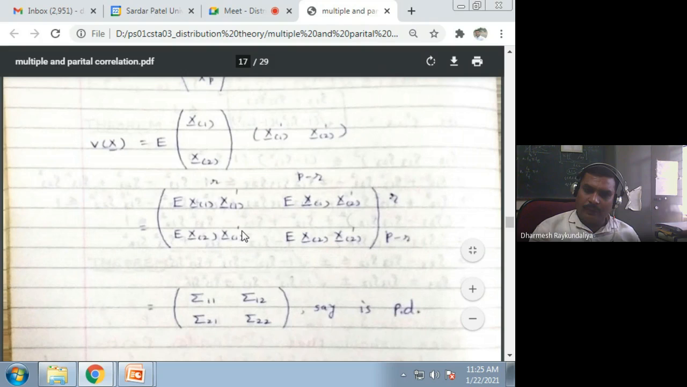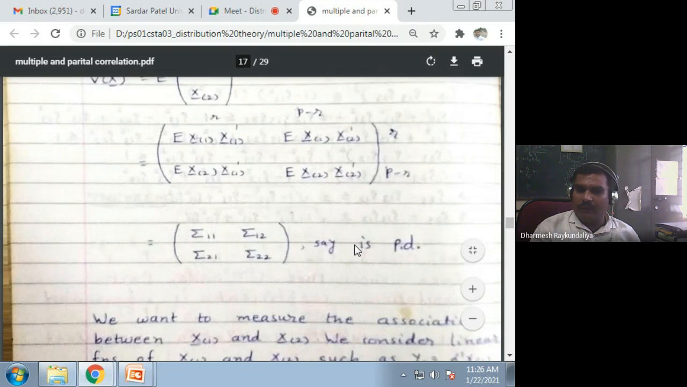Expectation of x1 x1 transpose is known as sigma 11. Expectation of x1 x2 transpose is known as sigma 12. This is the expectation of x2 x1 transpose known as sigma 21, and expectation of x2 x2 transpose is known as sigma 22. So it means sigma 11 is an r cross r matrix, sigma 12 is an r cross p minus r matrix, sigma 21 is a p minus r cross r matrix, and sigma 22 is a p minus r cross p minus r matrix.